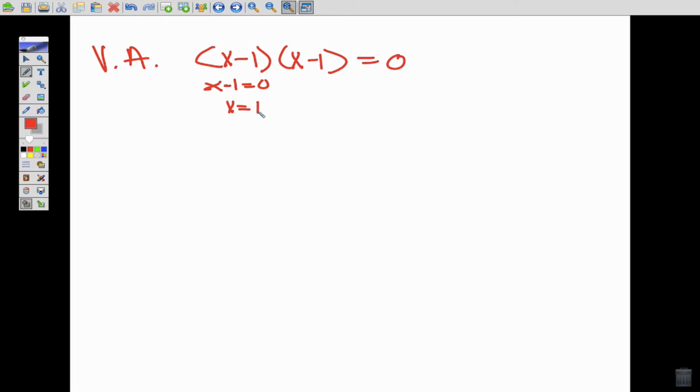So we are finding the vertical asymptotes. We take the denominator, which is x minus 1 times x minus 1, and set that equal to 0. If x minus 1 is equal to 0, then x is equal to positive 1. And then the same thing over here. So in this case, we only have one vertical asymptote at x is equal to 1. Sometimes you'll have more than one of those.